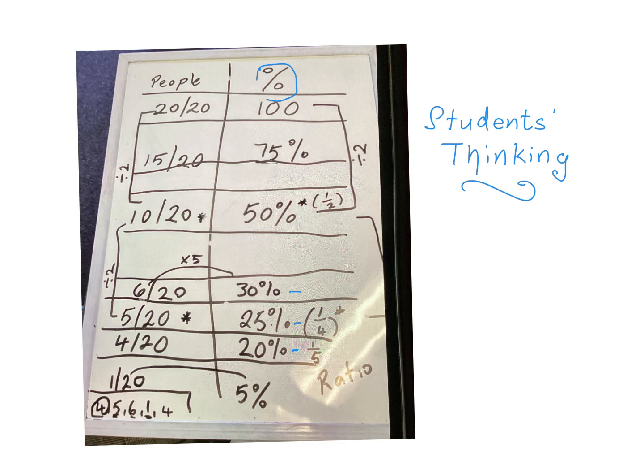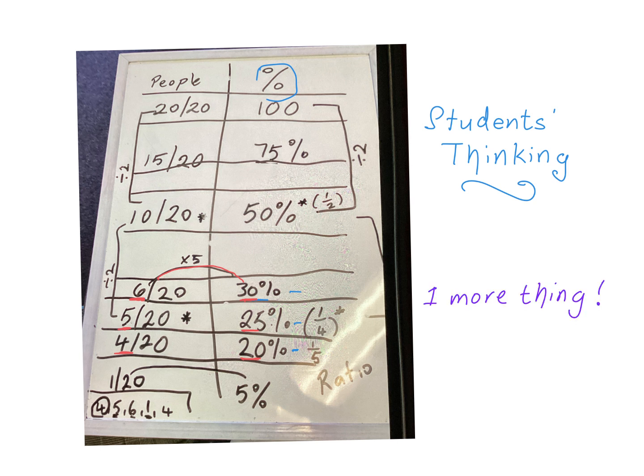The other thing that they noticed is from going from the raw data to the percentage side, that was multiplying by 5. So 6 times 5 is 30. 5 times 5 is 25. 4 times 5 is 20, and so on. So it's interesting to see how they engaged and they reasoned and they made sense of the numbers and the relationships between the numbers.